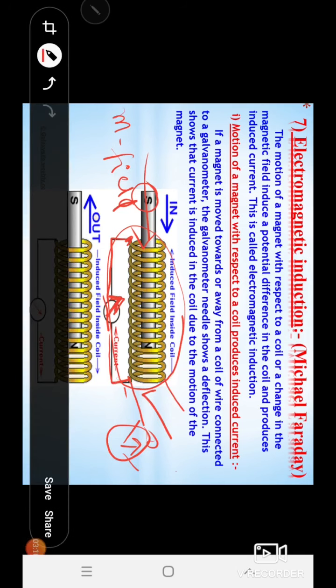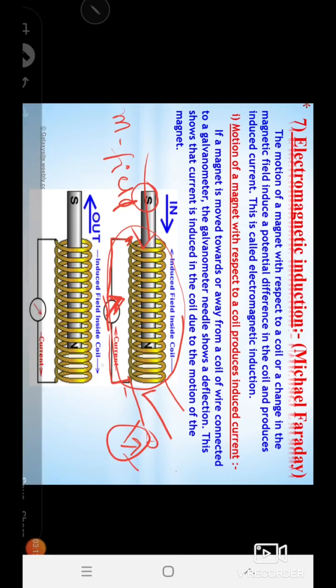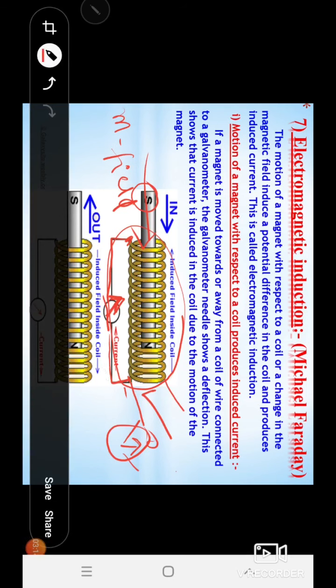The current produced here is called induced current. Induced current means the current which is produced by varying the magnetic field, or the current which is produced in a closed circuit. So this is the case when we keep the magnet inside the coil.